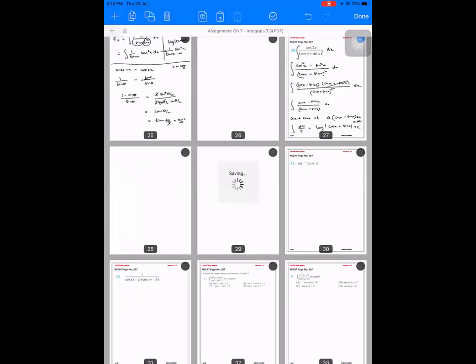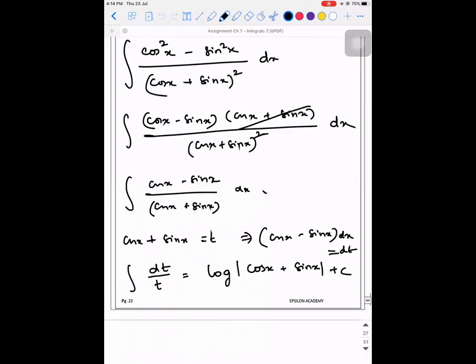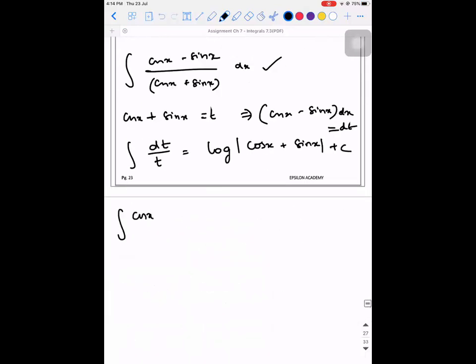Okay, guys, listen carefully. It is not necessary that you have to do it only in this method. For example, after I come to this step, what I will do is the integral of (cos x minus sin x) divided by (cos x plus sin x) dx. So this is the alternative. You can divide with cos here, because you have a combination of cos and sin with an algebraic sign of plus or minus in between.